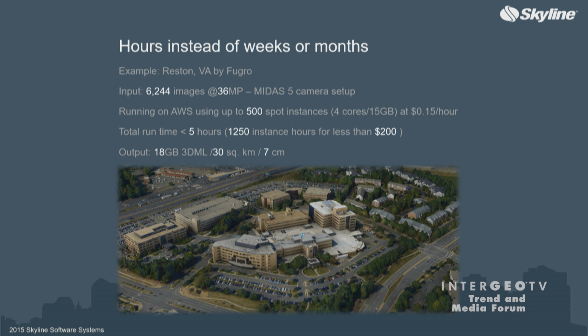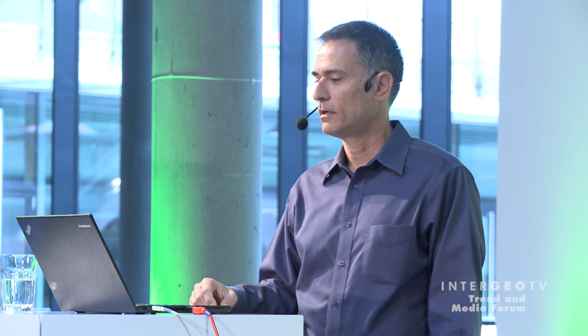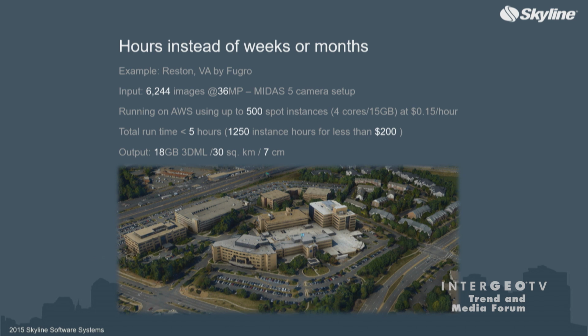So this is an example. You know, we did a project running on the AWS, Amazon cloud, using up to 500 machines. And this is arbitrary. You can use more machines for larger projects. And the 6,244 images, we completed the project in under 5 hours. And the key here is that the cost is very low. In essence, the actual use was around 1,250 instance hours, which means machine hours on the cloud that were actually being used.